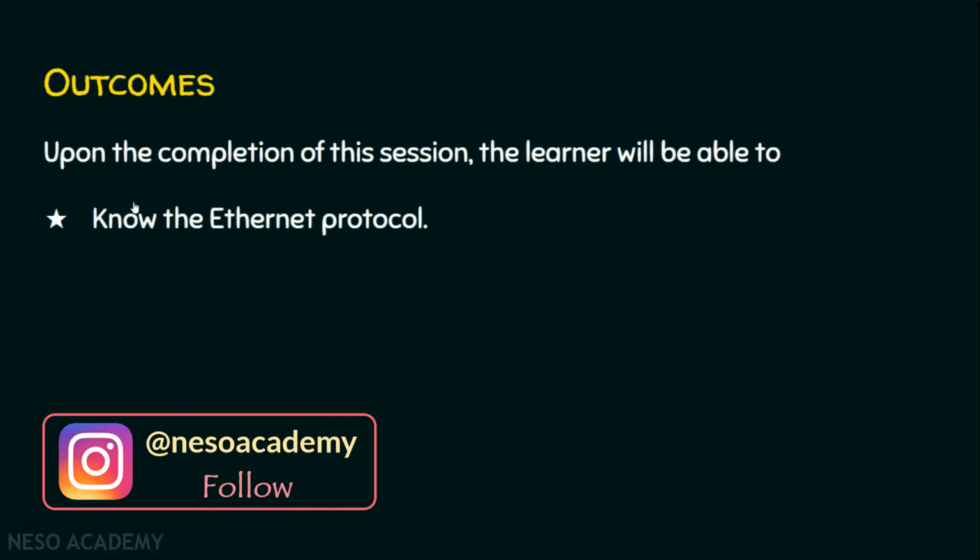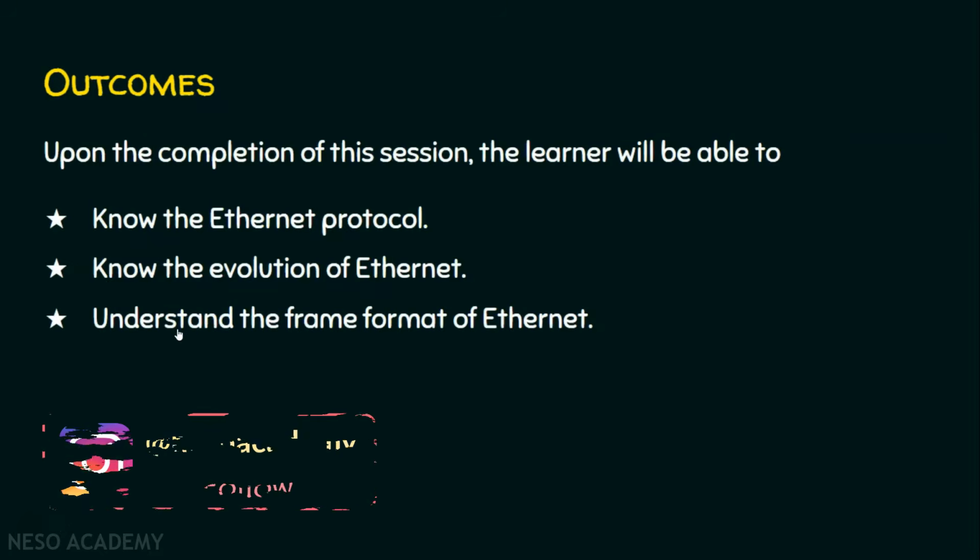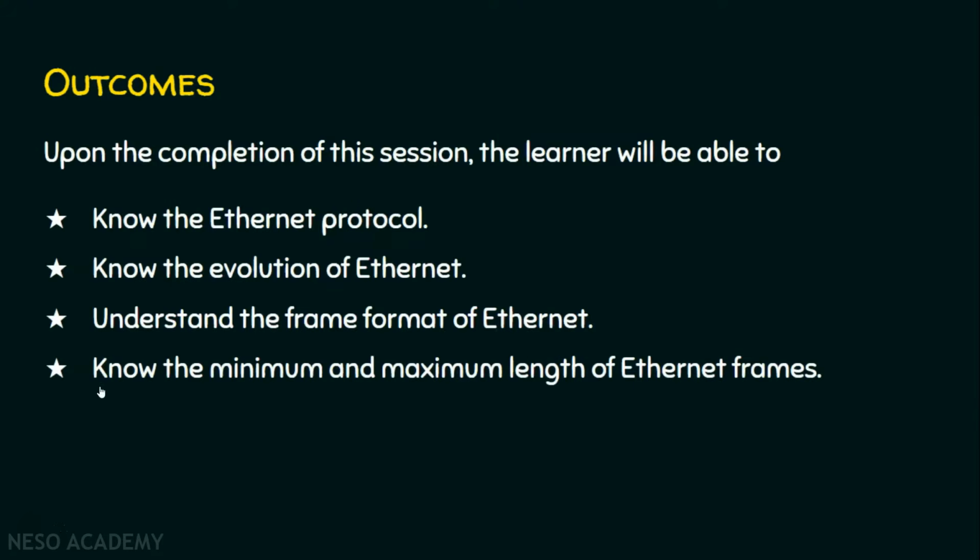Outcome number 1, we will know the Ethernet protocol. Outcome number 2, we will know the evolution of Ethernet. Outcome number 3, we will understand the frame format of Ethernet. Outcome number 4, we will know the minimum and maximum length of Ethernet frames. And finally, we will understand the Ethernet address.